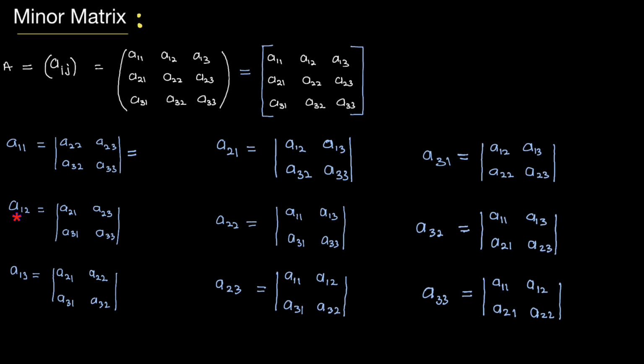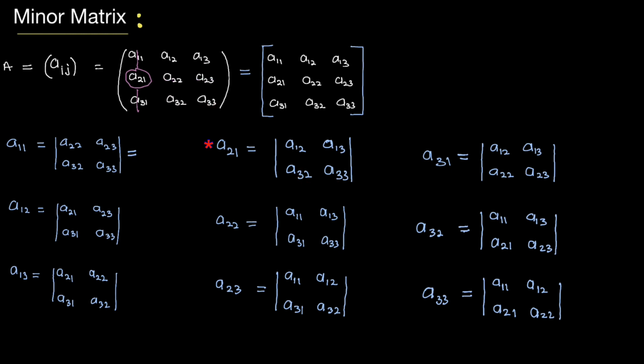Minor matrix for A13, we pick A13, we draw a horizontal line and a vertical line. The rest of the elements are the elements in the minor matrix for A13. So the minor matrix for A13 is A21, A22, A31, A32. To find the minor matrix for A21, draw a horizontal and vertical line through that matrix element. The minor matrix for that is the elements that are not on the line. So the minor matrix for A21 will be A12, A13, A32, and A33. Now you can get a picture.